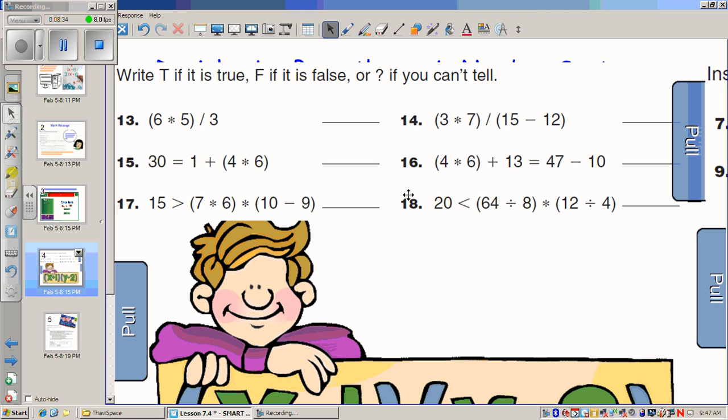True or false, or a question mark if you can't tell. On the first one I said, I know it's 30 divided by 3, which is 10, but it doesn't tell me if I'm looking for something greater, less than, equal to. So I would just put a question mark on the line. And then I did 15 with you, which was 4 times 6 is 24, plus 1 is 25, and that is not equal to 30, so that would be false.